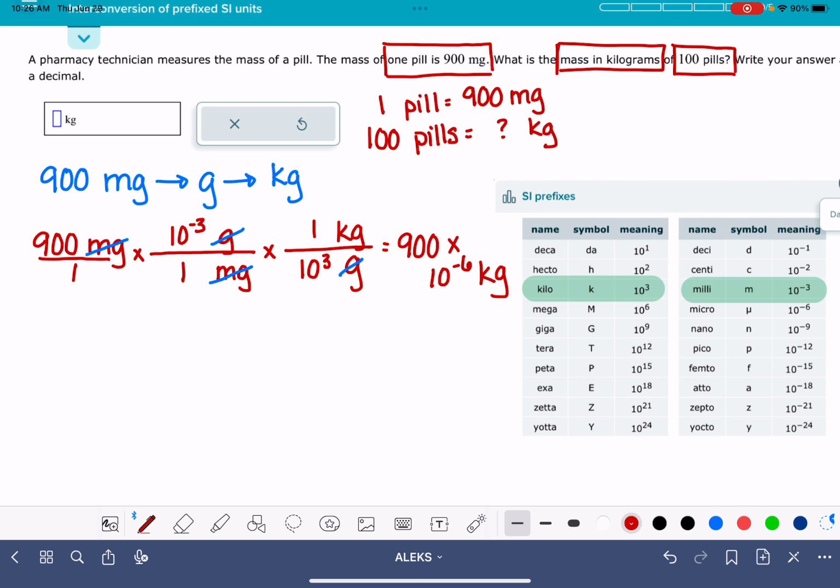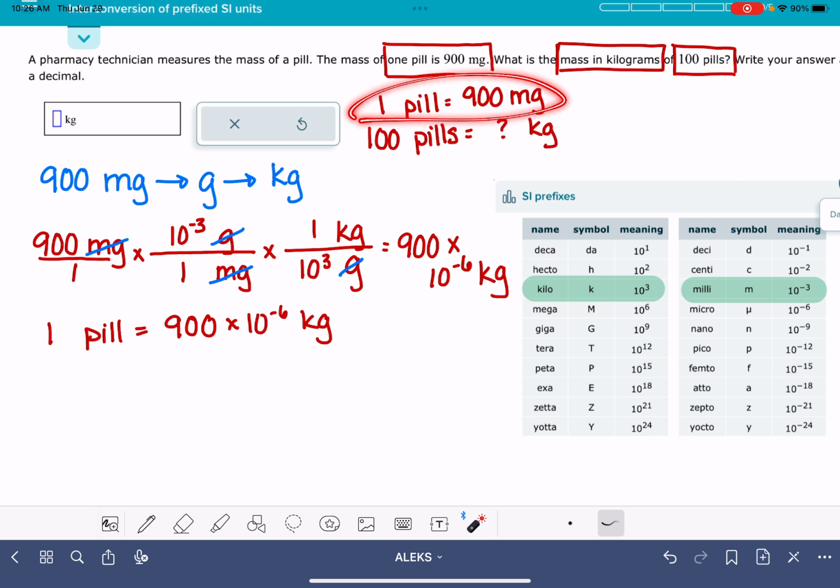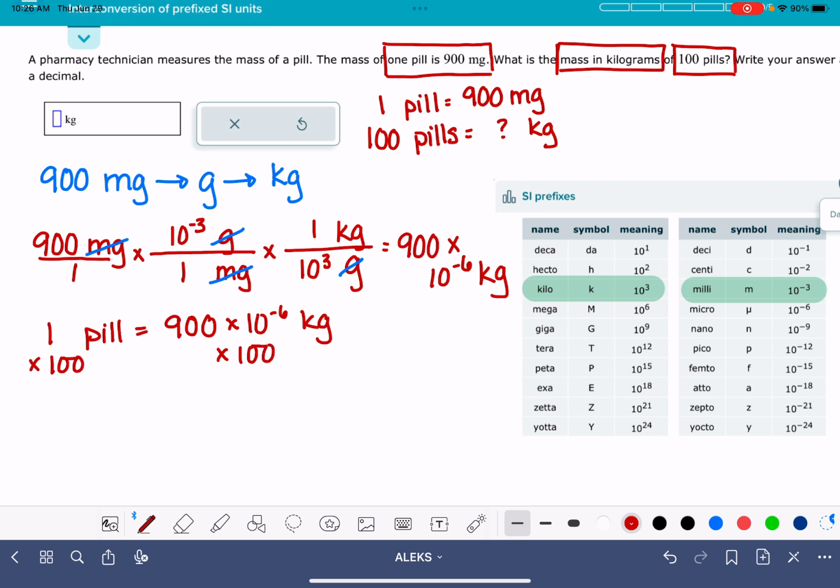The last thing that ALEKS is asking me to do in this particular problem is figure out the quantity of 100 pills, not just a single pill. So what I've done here is figured out the mass of 1 pill. 1 pill is 900 times 10 to the minus 6 kilograms. So I've calculated the mass of 1 pill in units of kilograms, and now I need to calculate that for 100 pills. And to do that, I'm just going to multiply by 100. So if I multiply both sides by 100, I'm going to have 100 pills, and that mass is going to be 900 times 10 to the minus 4 kilograms.